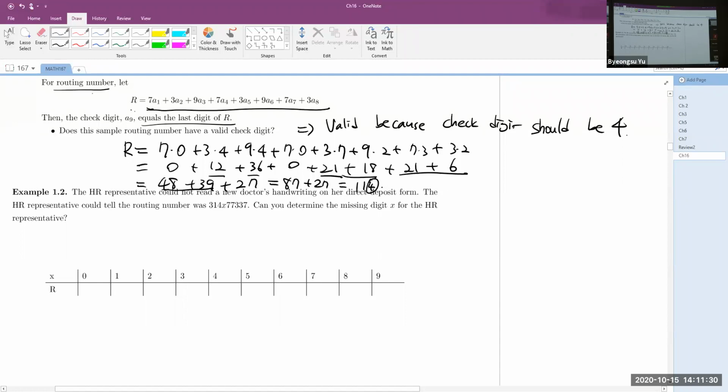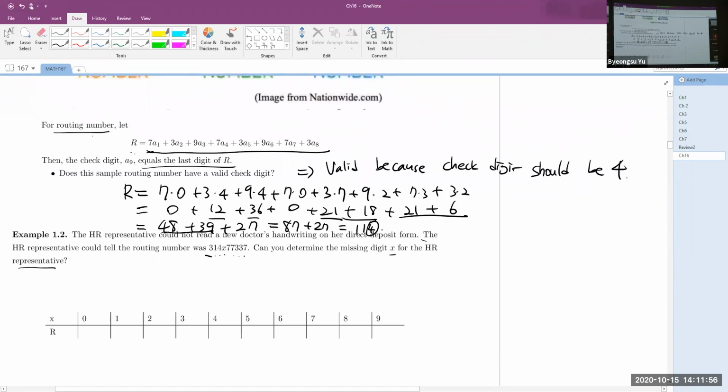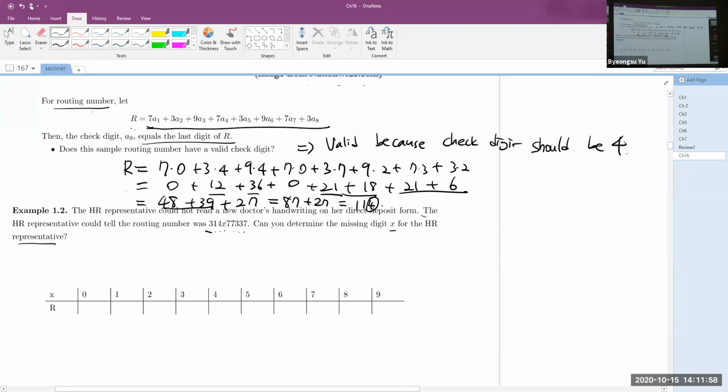So an HR representative could not read a new doctor's handwriting on her direct deposit form. So the HR representative could tell the routing number was 314, submission number 77337. Can you determine the missing digit X for the HR representative? So again, to deal with this, we need to find the routing number.